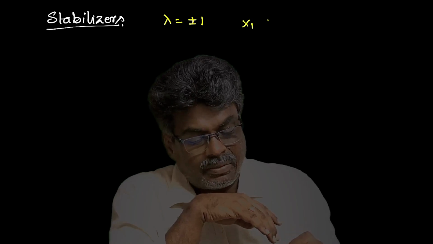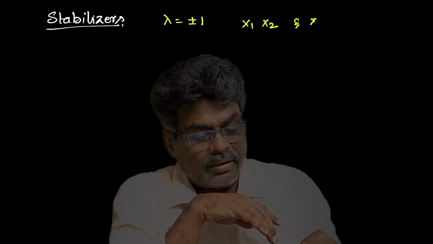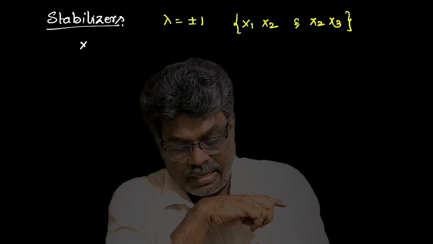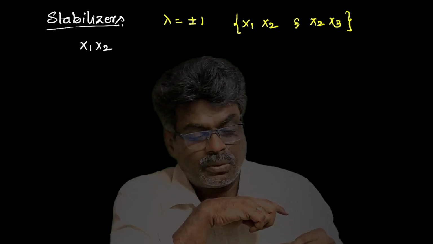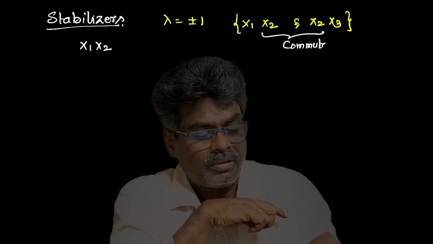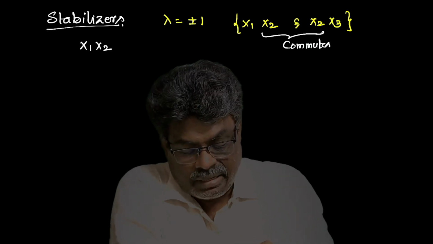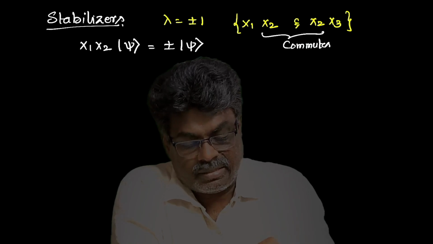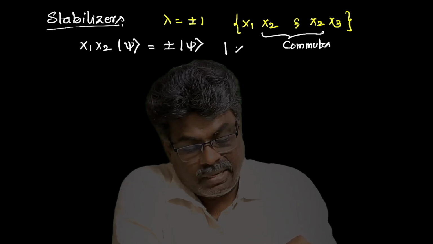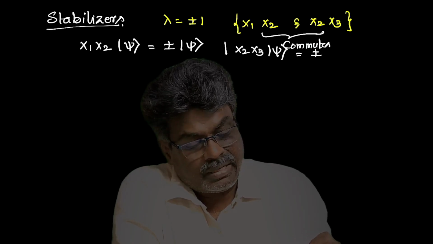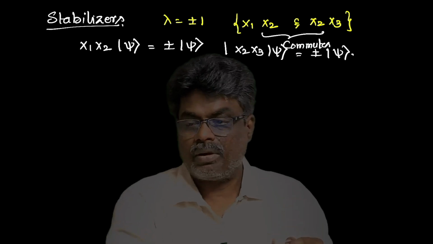So that's why here the stabilizers are x1 x2 and x2 x3. I told you already these stabilizers commute, so that's why they have common eigenstates. x1 x2 operating on psi gives plus or minus psi. This is a syndrome state. And similarly x2 x3 operating on psi will give plus or minus psi.